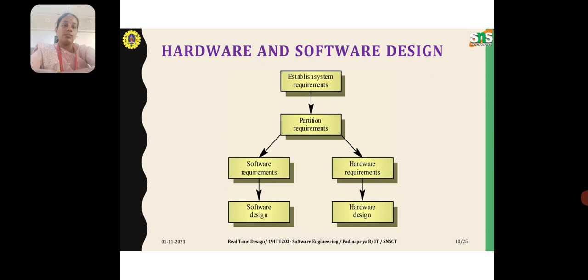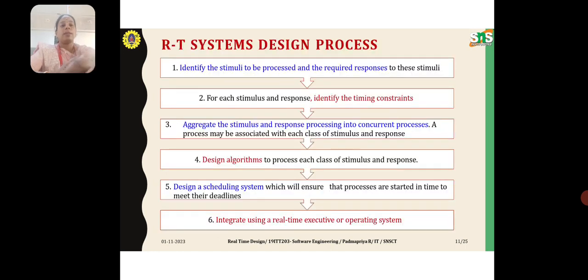First, establish the system requirements, then partition the requirements. We partition the requirements into two types: first, software requirements, and second, hardware requirements. For software requirements, we make the decisions for software design. For hardware requirements, we make a design for the hardware systems. So in that case, we design the hardware.